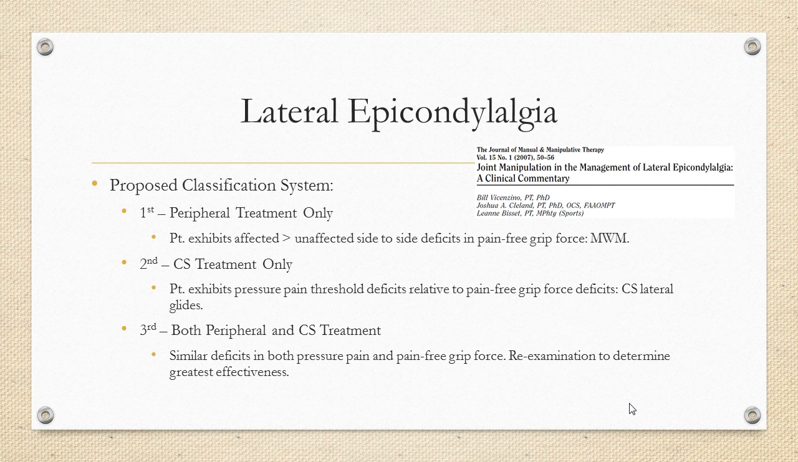In the third classification, these are patients that are likely to respond to treatment directed at both the cervical spine and the peripheral joints. They found that there were similar deficits in both the pressure pain threshold and pain-free grip. One of the things that they did say is that in this particular potential classification group, reassessment regularly was needed to determine if treatment should continue in both areas or just at the cervical spine or just at the elbow.